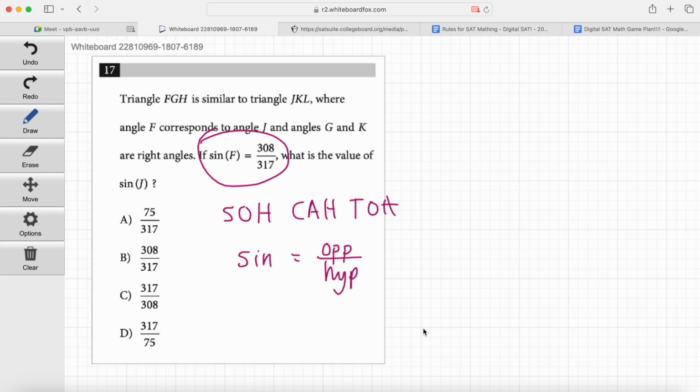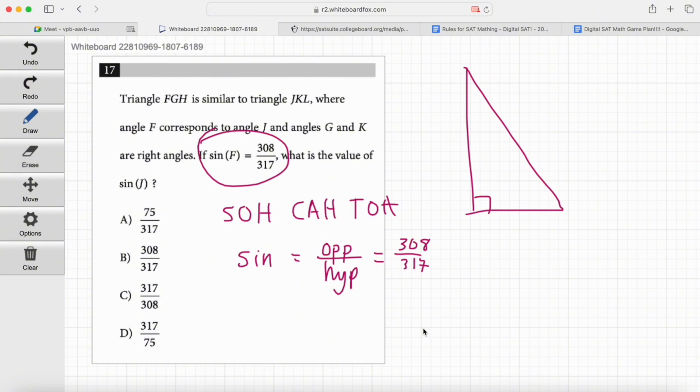So I want you to draw a triangle here, FGH, where the side opposite of F is 308 and the hypotenuse is 317. Does that make sense? You're having trouble with the mouse, right? Let me do it. I'll draw it. Here's the triangle. Right triangle.